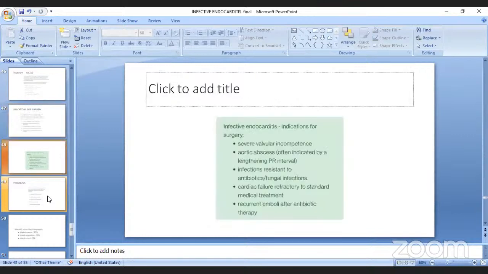So now we see infective endocarditis and the indications for surgery, which is very easy. Either there is a severe valvular incompetence, or there is an aortic abscess, which often would be indicated by a lengthening of the PR interval. Or infections resistant to antibiotics or fungal infection. That means there is antibiotic resistance in the patient. You have given all the types of antibiotics, but the patient is not responding. There is cardiac failure refractory to standard medical treatment, and there is recurrent emboli after antibiotic therapy. Even after the antibiotic therapy, the patient is undergoing recurrent emboli.